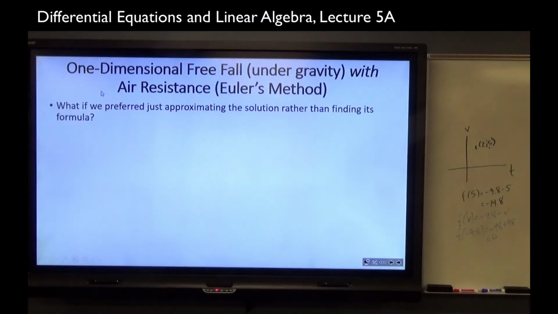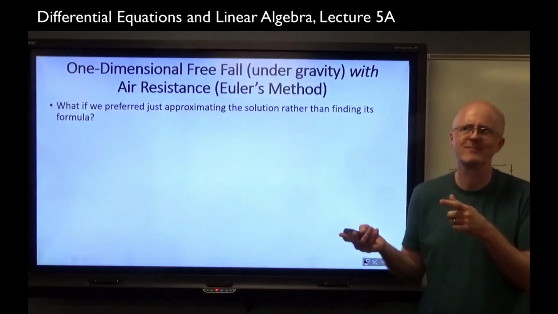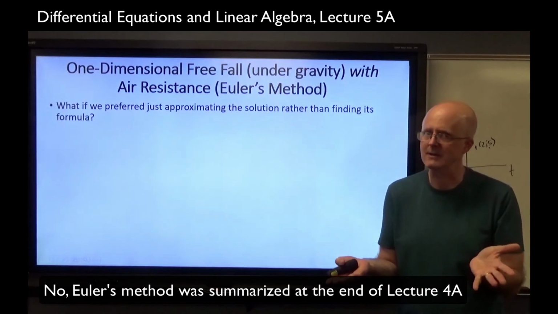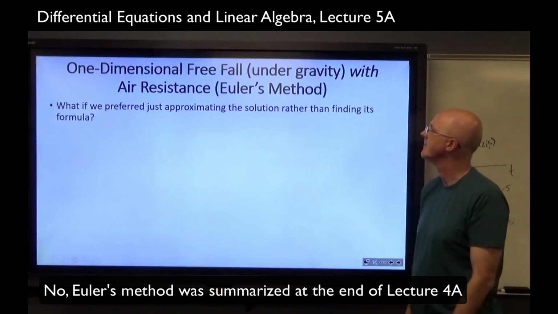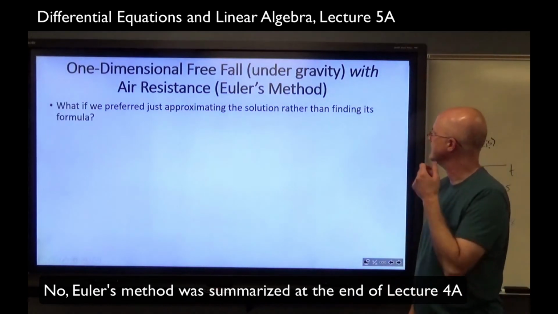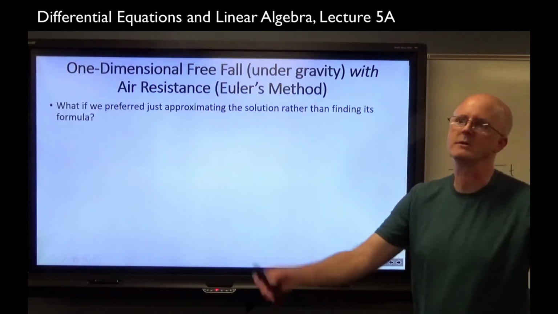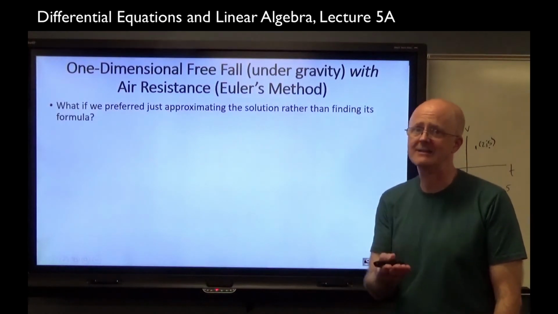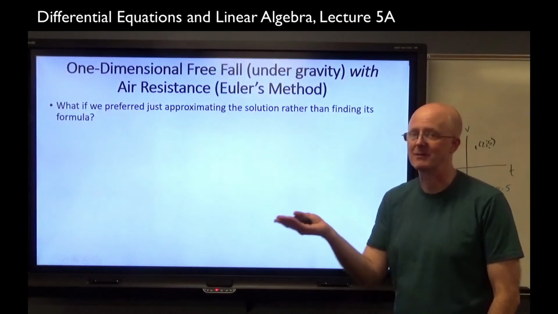What about Euler's method? It's our last main thing to do for lecture 5a. Let's review that. I'm going to go pretty quick. I did a quick overview of Euler's method in 4b. Going to go pretty quick here still as well. My students, you should certainly read about this and check my calculations. What if we preferred just approximating the solution rather than finding its formula? Because you just don't like separation of variables. You always make mistakes with it. Could we just approximate it instead? Yes, you could, though it's not guaranteed to be a good approximation unless you did a lot of steps or used a computer.